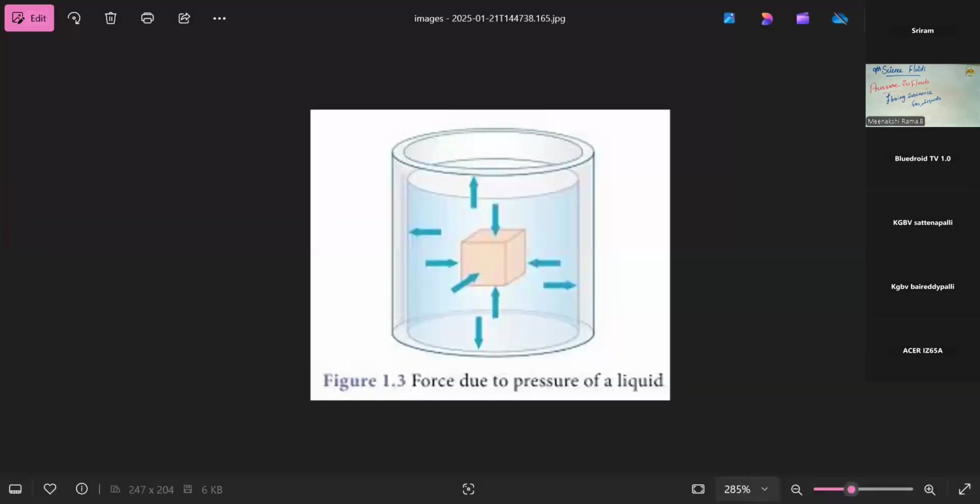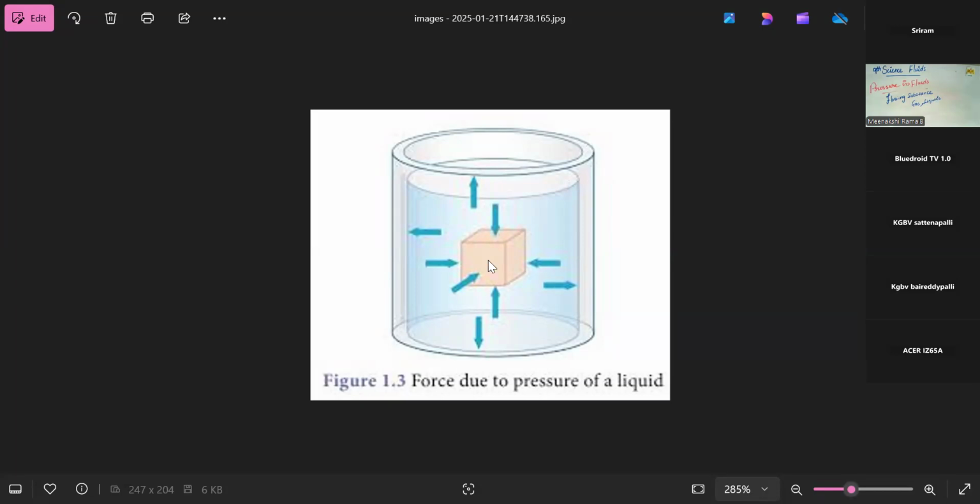Yes, force due to the pressure in a liquid, pressure in a fluid. When we press the material, all the sides move. So the pressure of the fluid is exerted in all directions at all the points on the fluid.